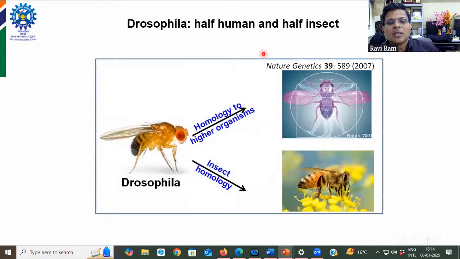So this is where we bring in this particular model system, Drosophila, which we call half human, half insect. We call it this because at least 70% of human disease genes are conserved in this organism. And being an insect, it has homology to all the beneficial or detrimental insects we have in the environment. So in both ways, this model will be very useful in studying toxicity.